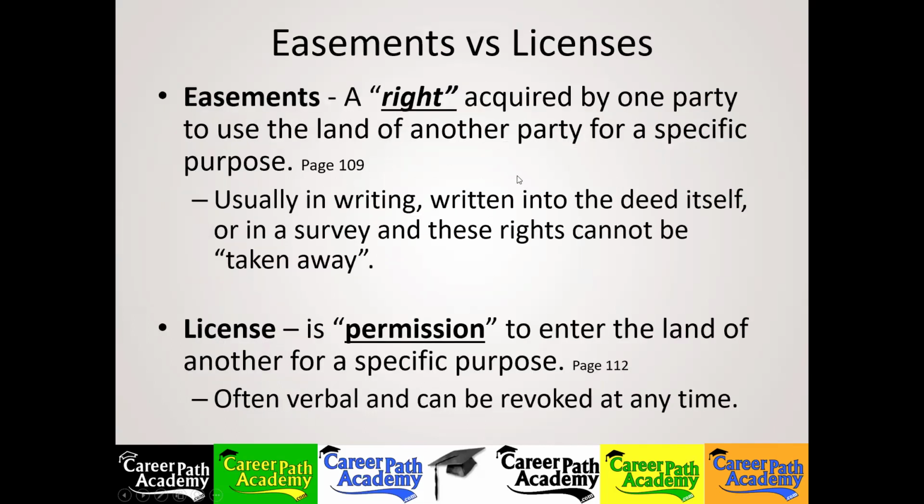So once again, an easement is a right. It's usually put in writing, written into the deed itself, or into a survey. And these rights cannot be taken away once it's been established that you have them. However, a license, on the other hand, is permission to enter the land of another for a specific purpose. This is often verbal and it can be revoked at any time.